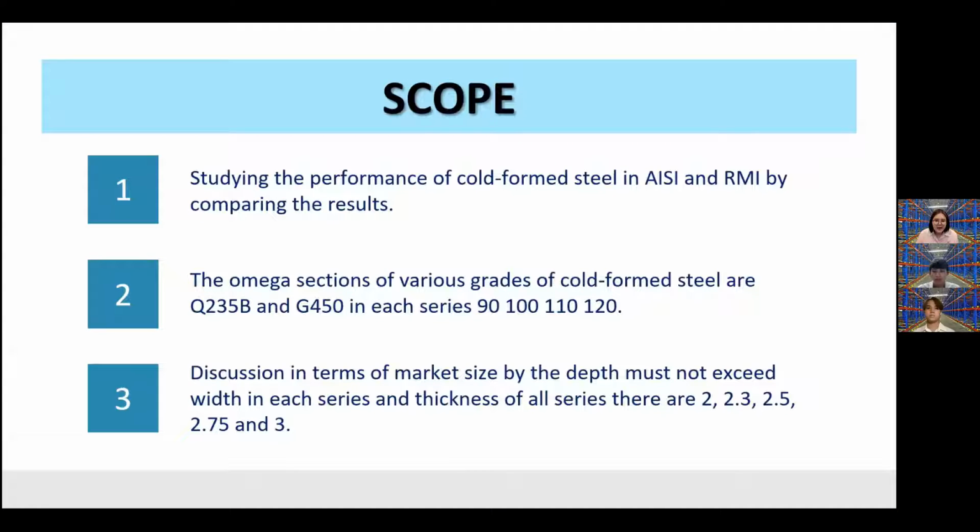For our scope, there are three scopes in this project. The first is studying the performance of cold form steel in AISI and RMI by comparing the results. The second is the omega section of various grades of cold form steel, which are Q235B and G450. In each series the depths are about 90, 100, 110, 120. The last is discussion in terms of market size, where the depth must not exceed the limit within each series, and thickness of all series: 2, 2.3, 2.5, 2.7, and 3 mm.